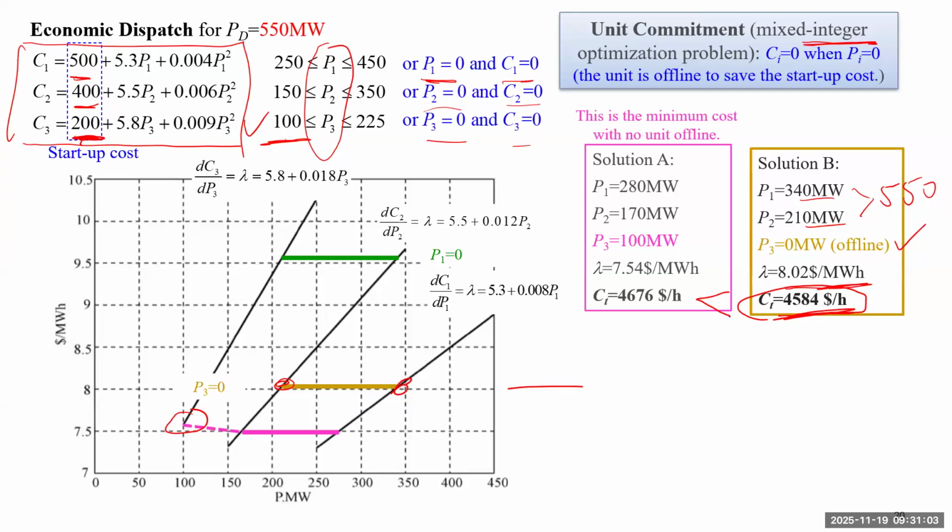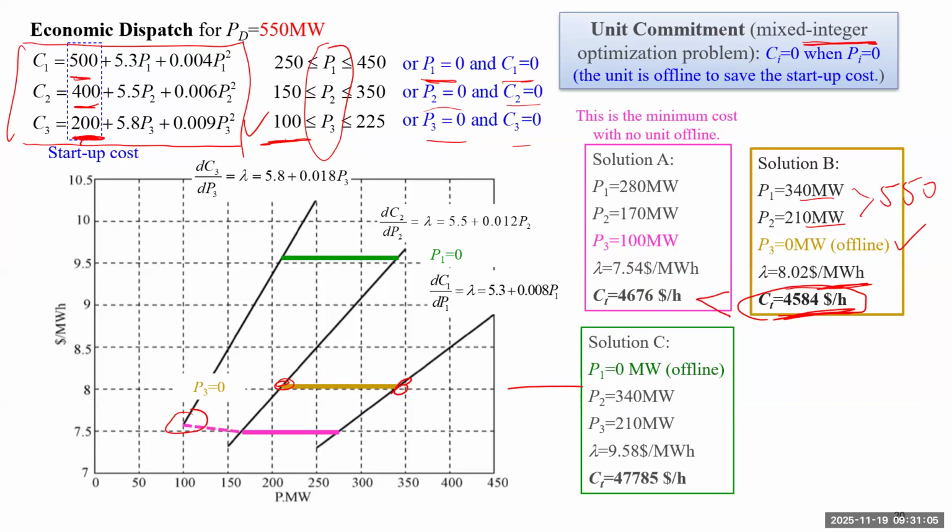There could be other cases, like what if unit 1 is off? If unit 1 is off, you move this horizontal line and it only intersects with the second and third curve. So the cost is higher, right? Not smaller. So this is higher than the opposite way.